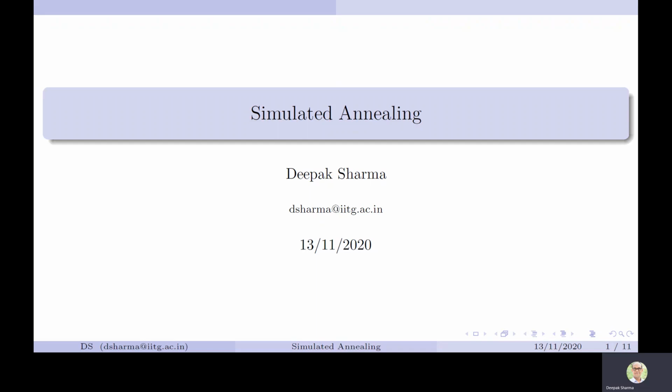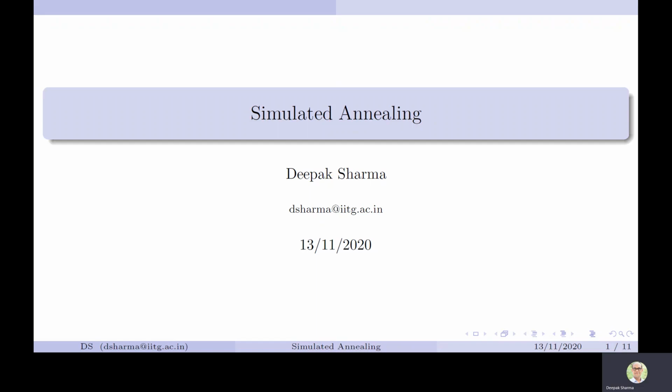We are now starting another chapter called simulated annealing. As of now, the methods which we have gone through for unconstrained and constrained optimization, all of these methods are developed based on certain rules. Those rules we follow in steps, and when some termination condition is satisfied, we terminate the algorithm.